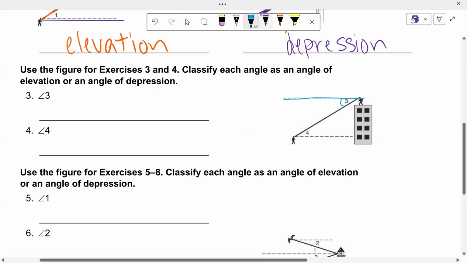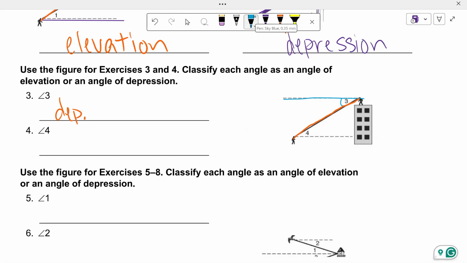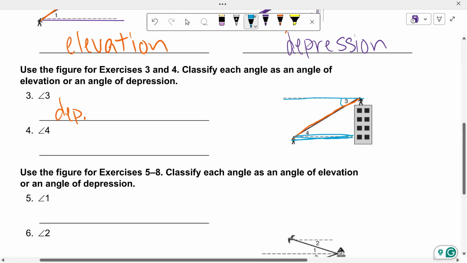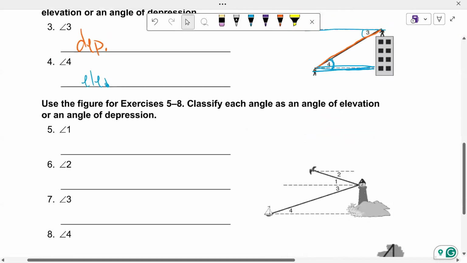So we have our horizontal line and then our line of sight. Our line of sight is below our horizontal line, so this would be depression. In this case, our line of sight is still this orange guy, but our horizontal line is now this line right here to give us our angle for this angle 4. So our line of sight, the orange line, is above our horizontal line. So that's going to be elevation. I'm just going to do a little dot.